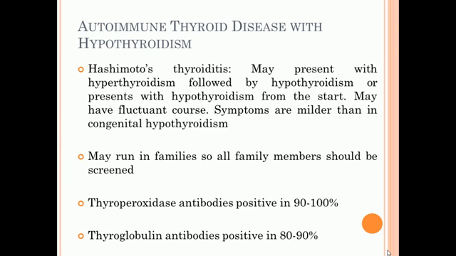And if we talk about autoimmune thyroid disease, Hashimoto's probably is the most common, and it may start with hyperthyroidism and then turn into hypothyroidism. In children, usually it starts with hypothyroidism. And since it's an autoimmune disease, it may run in families.